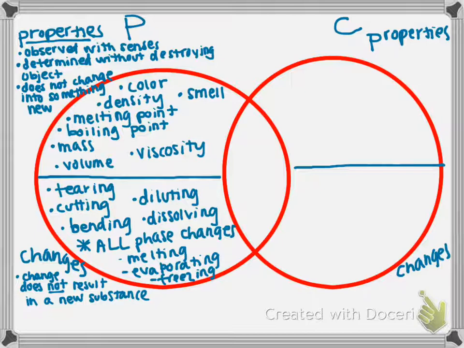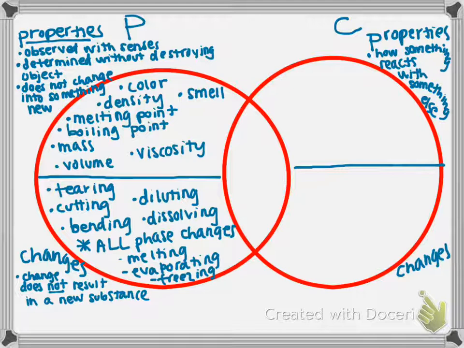Okay, now let's move to the top right corner of the Venn diagram. This is looking at chemical properties. And to define that, we are going to write that it is how something reacts with something else. I didn't leave myself enough room. Okay, so chemical property is how something reacts with something else.